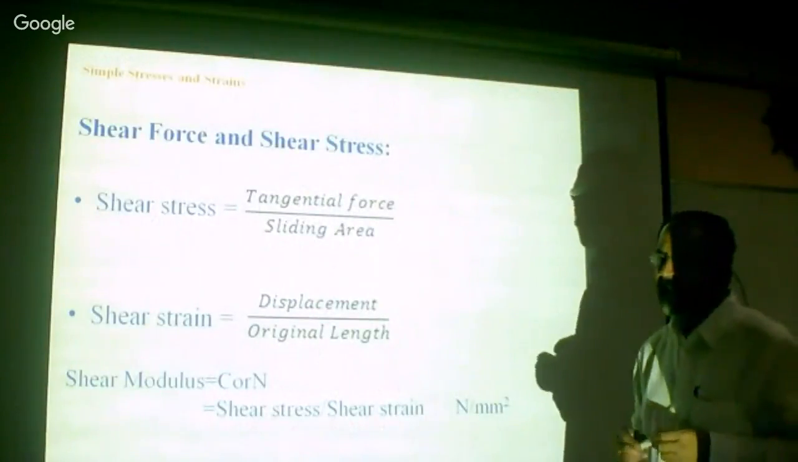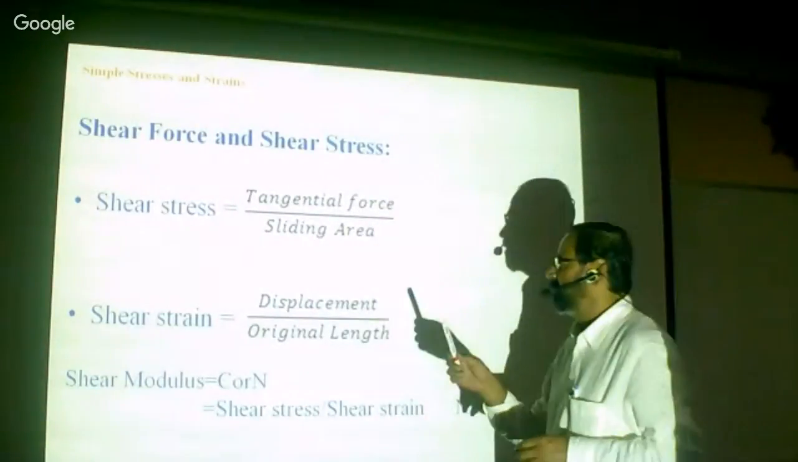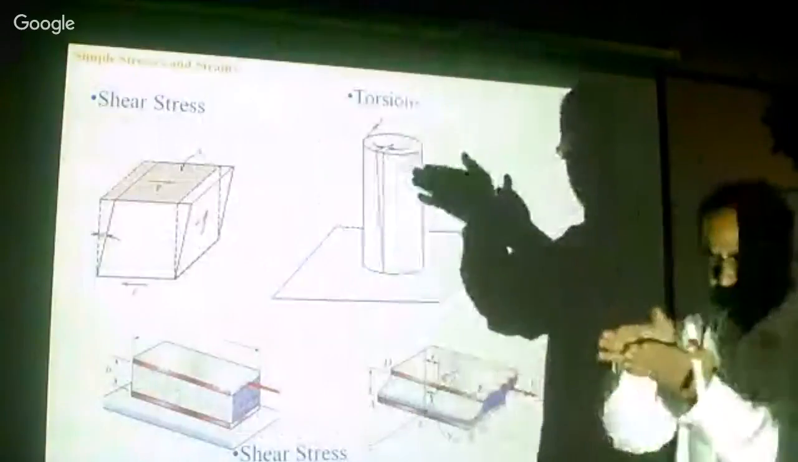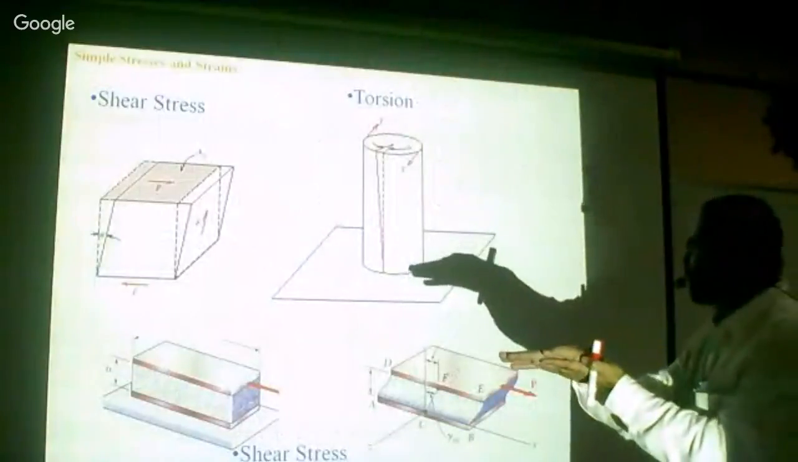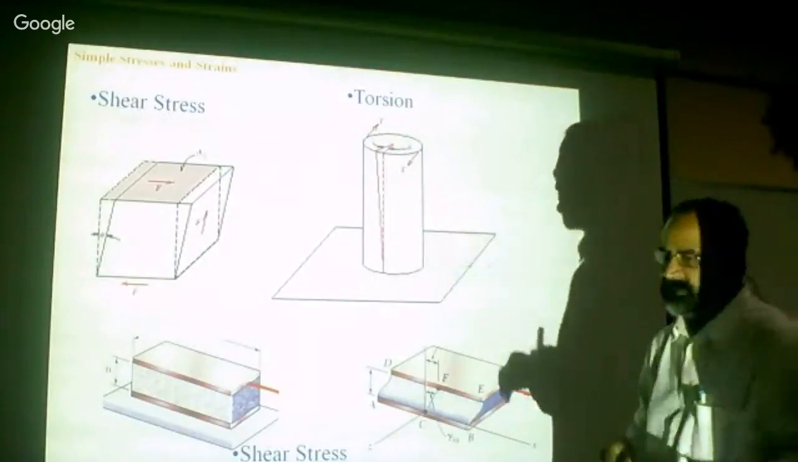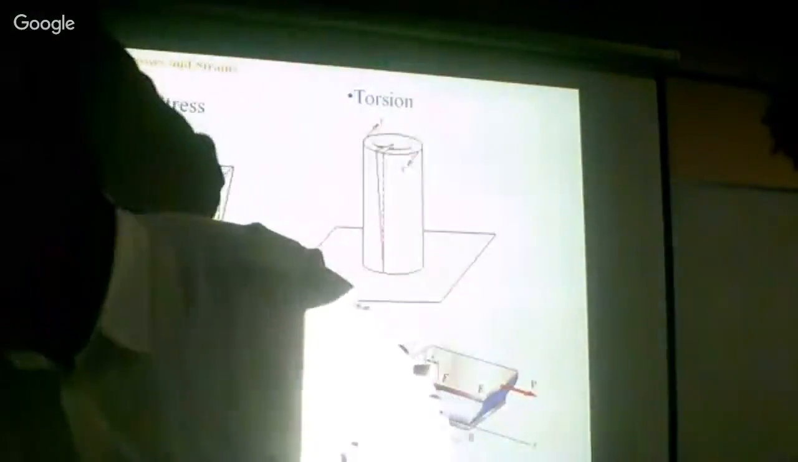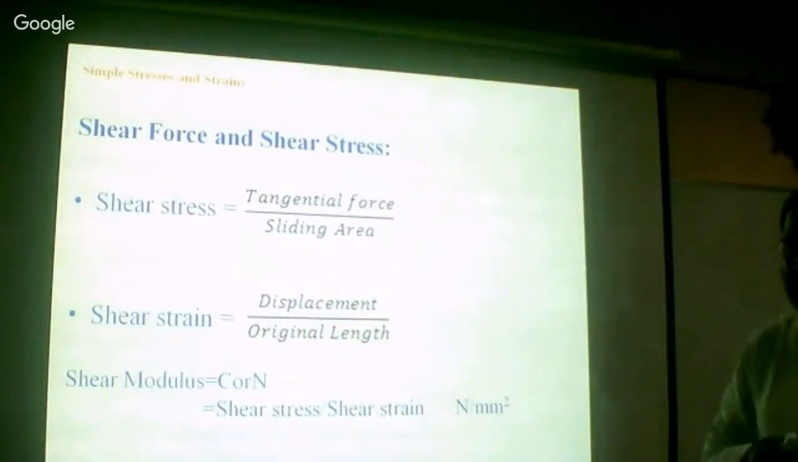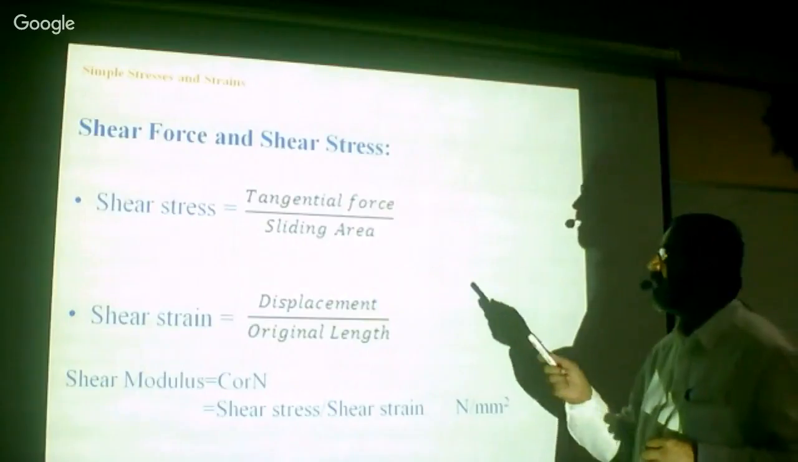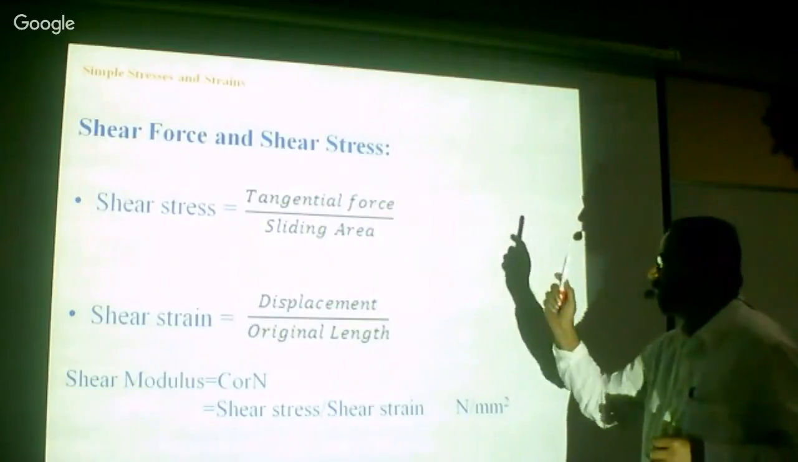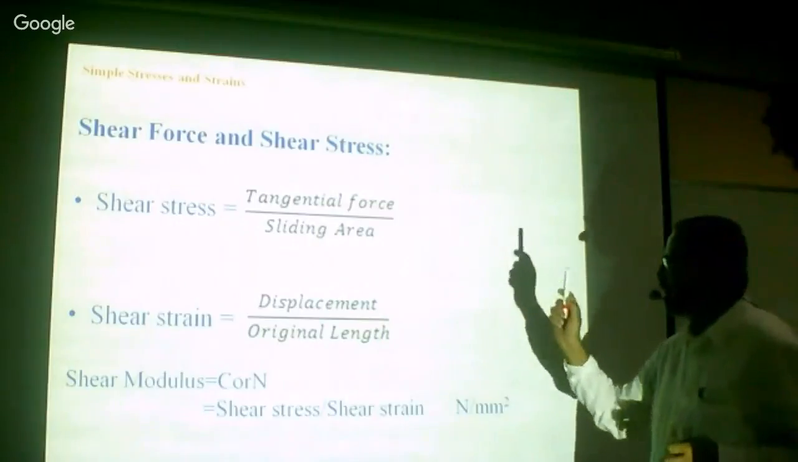Now this is how we define the shear stress. Shear stress is defined as the tangential force, that is the shearing force applied, divided by the shearing area. Shear stress is tangential force divided by the sliding area. Again, it is also in Newton per millimeter square, that is force by area.